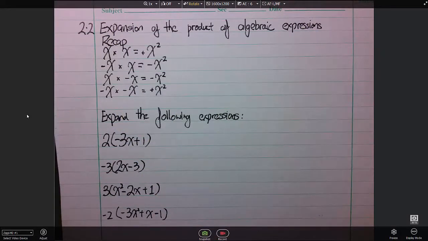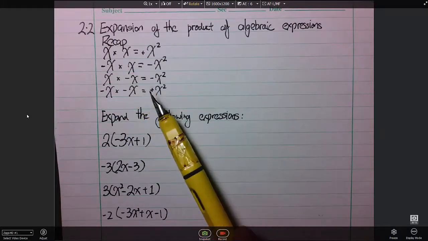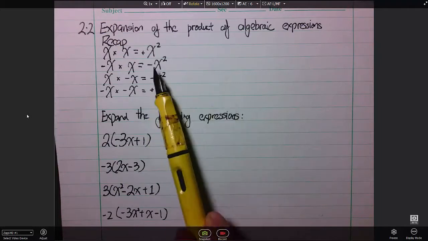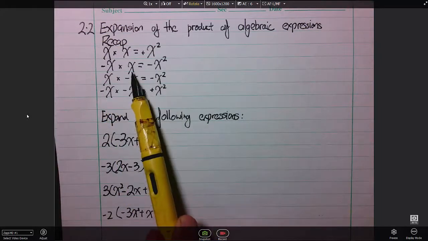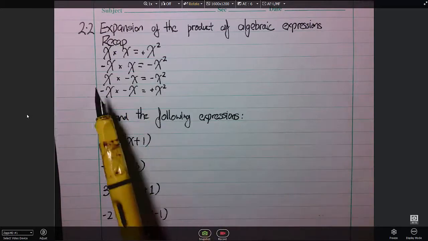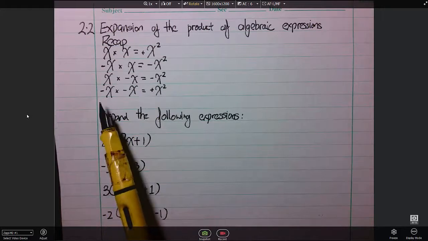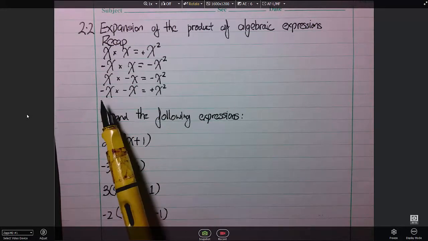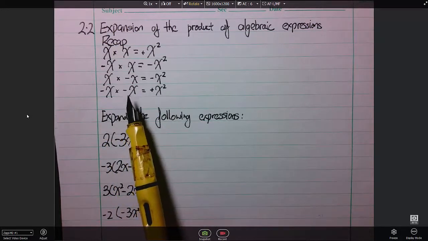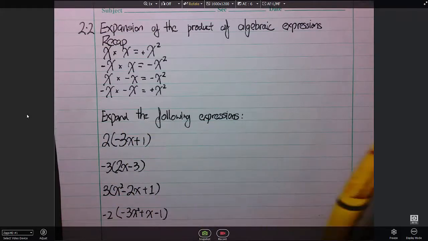Whenever you take a negative number and multiply it to a positive number, as in this case, you note that you get a negative number. x times x is x squared. Negative times positive gives me negative. Similarly, positive times negative gives me negative x squared. And finally, we recap that a negative number multiplied by a negative number will give me positive x squared.